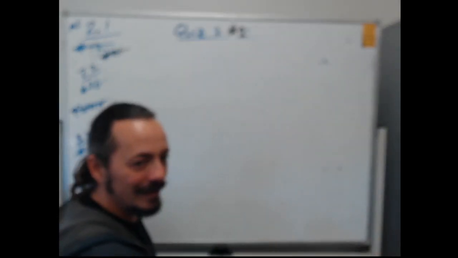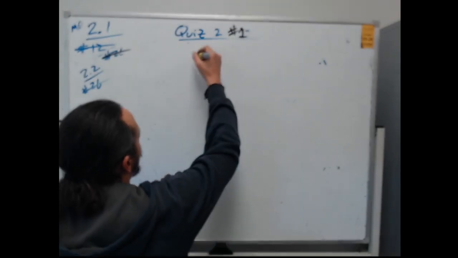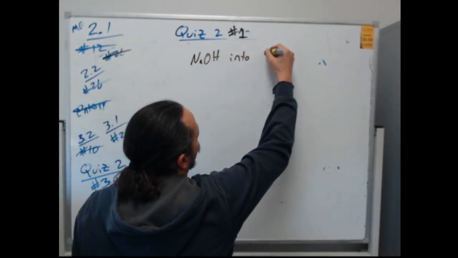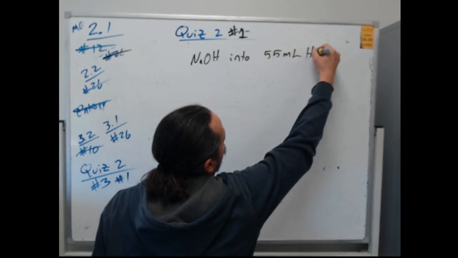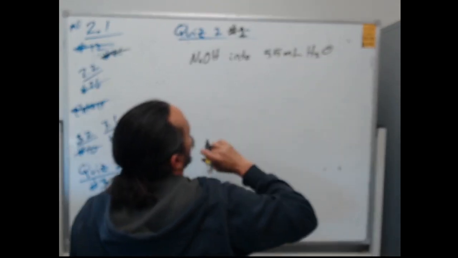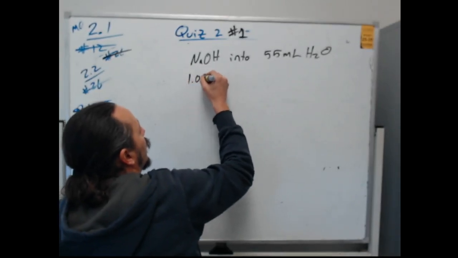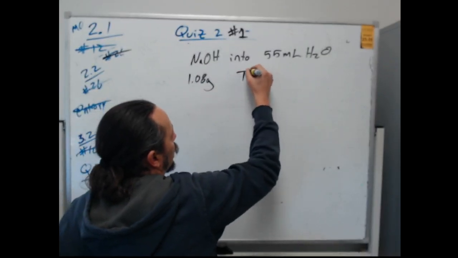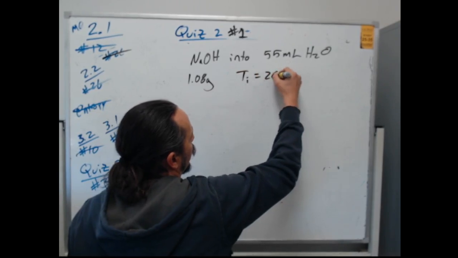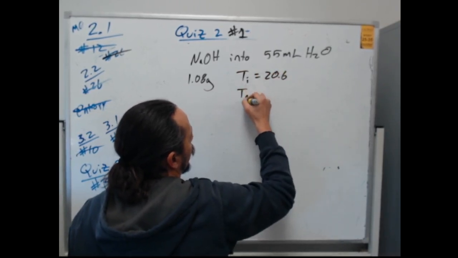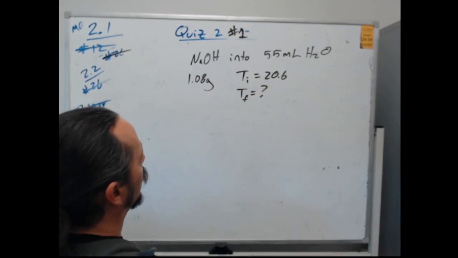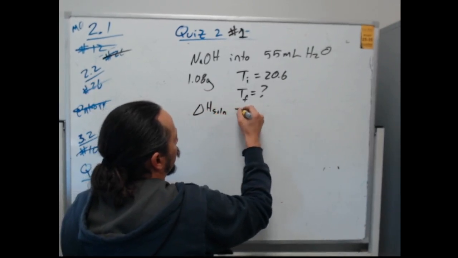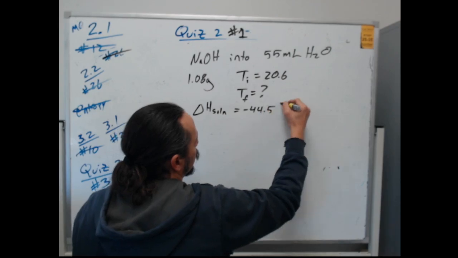But in any case, quiz 2, number 1. A solid sodium hydroxide is added to 55 milliliters of water in a foam cup and is stirred until it dissolves. If 1.08 grams of the solid are added and the initial temperature of the water was 20.6, what is the final temperature of the water? And the enthalpy of solution is negative 44.51 kilojoules per mole.